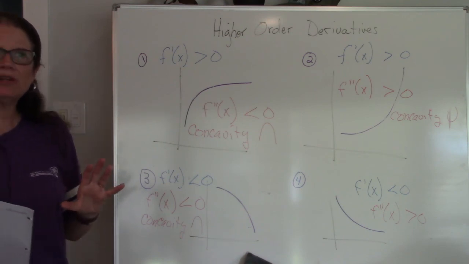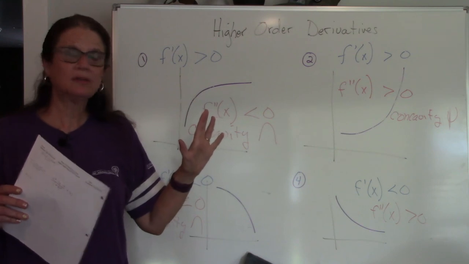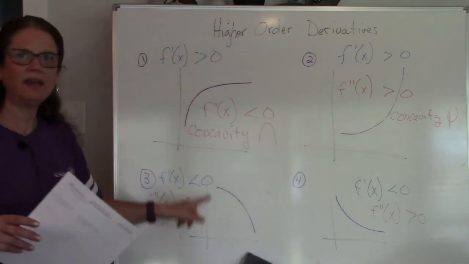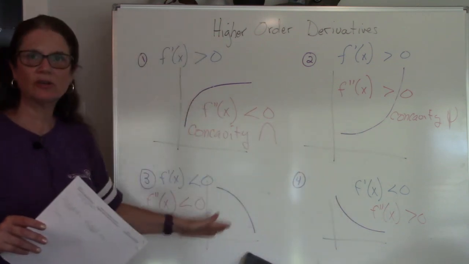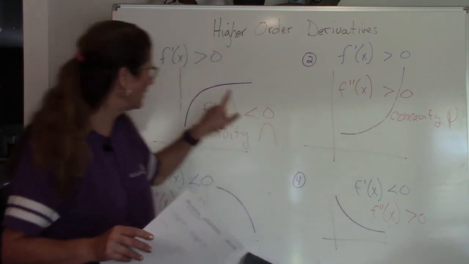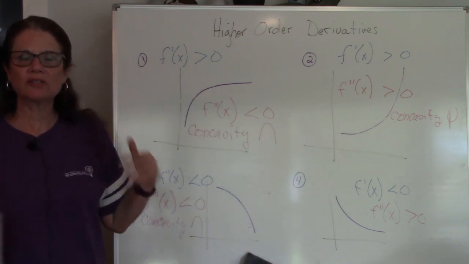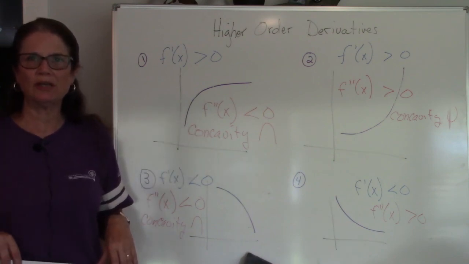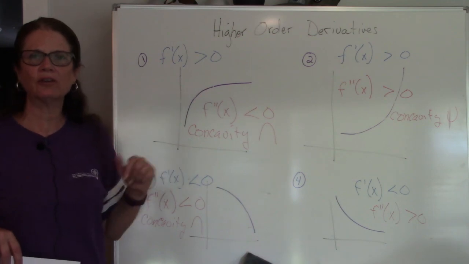So for the second derivative, the premise is it's either concave up or it's concave down. It is speeding up or it's slowing down, okay? This one is slowing down and this one is slowing down. So what your second derivative is doing will determine if something is speeding up or slowing down. That's the introduction. Now I'm going to show you how to actually find higher order derivatives.